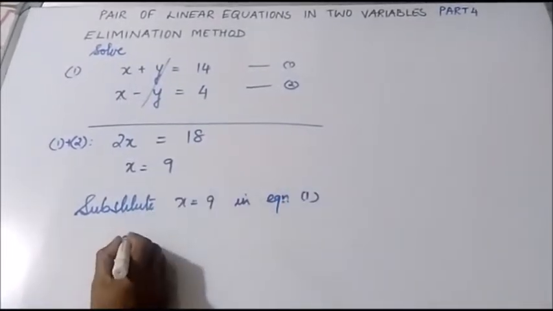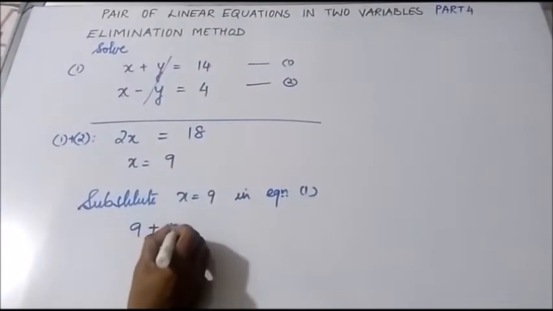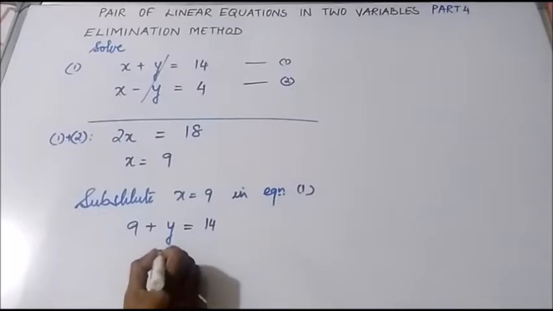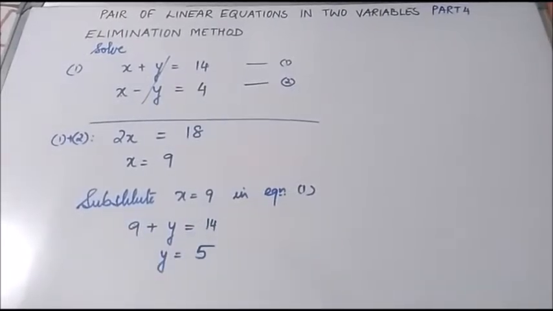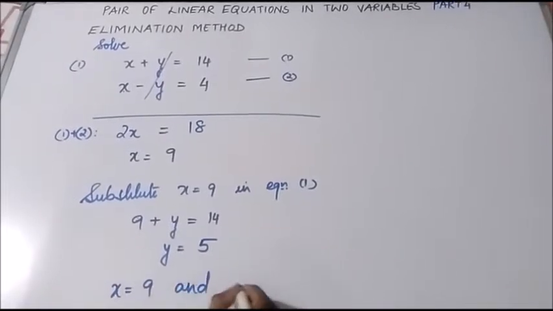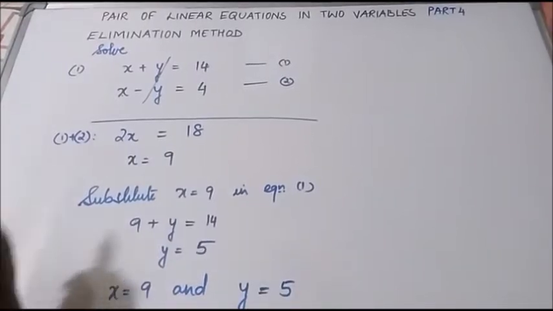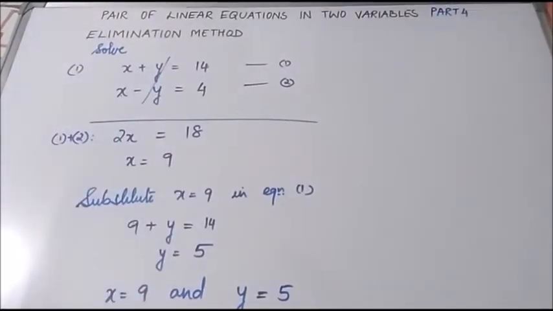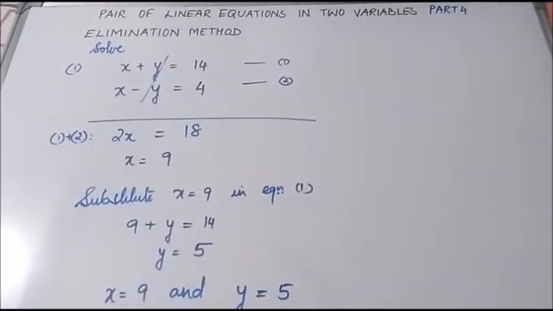What do we get here? It is x plus y is equal to 14. That means 9 plus y equal to 14. We get here y is equal to 14 minus 9, that is equal to 5. So here we get x equal to 9 and y is equal to 5. Once again, why do we call this elimination method? Because we are eliminating one of the variables to get a linear equation in one variable and then solving it.